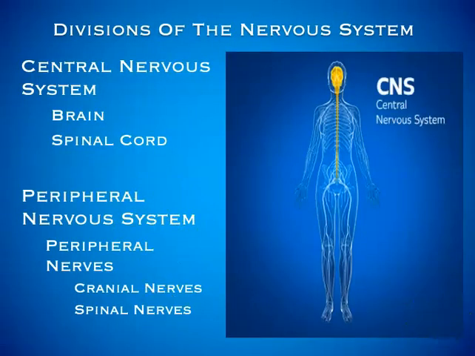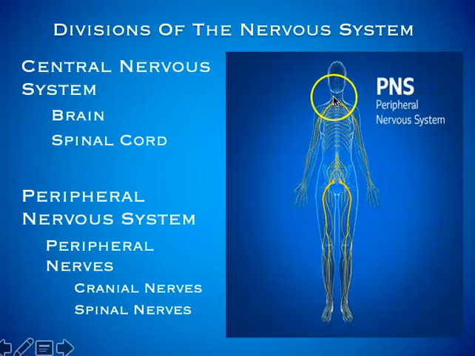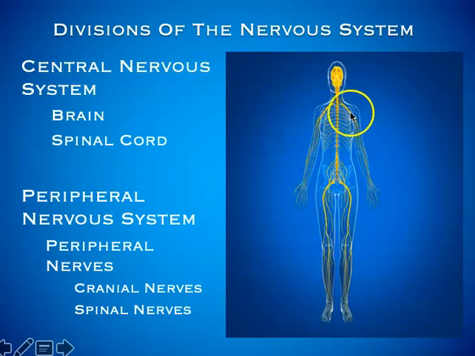When we talk about the nervous system, we talk about its divisions and organization, right? So the central nervous system is made up of the brain and the spinal cord. The peripheral nervous system is made up of the peripheral nerves. At the top, we have cranial nerves, and then as we descend down the spinal column through the vertebra, we have these nerves that project out that make up spinal nerves.